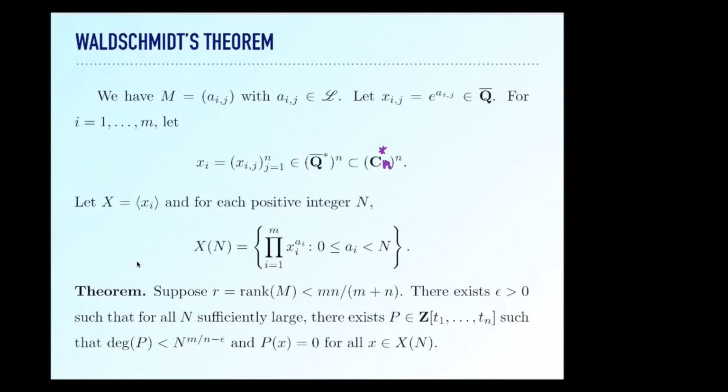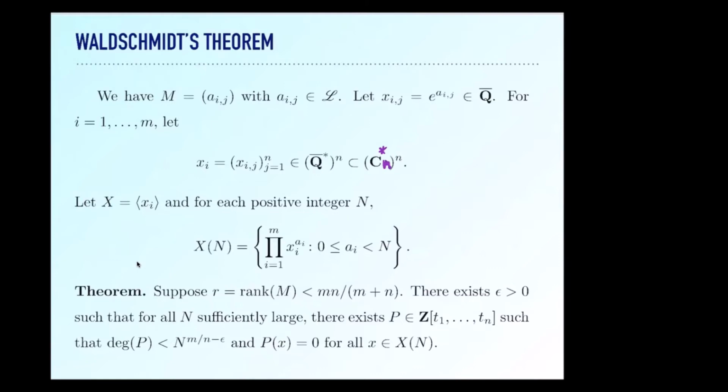And then, just like we saw in the previous talk with similar notation, we let X of N be the set of elements in this group X that are given by this box of size N. So you take the product of the first row to the a1 power times the second row to the a2 power, all the way up to the m-th row to the am power, where each ai is between 0 and N. So this is some box.